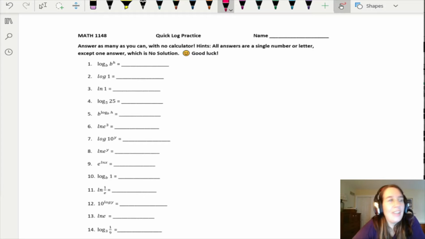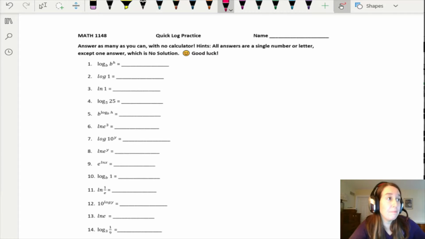Here's the answer key to the quick log practice that I posted. So you should try all these problems first. You probably won't be able to figure out every single one, but hopefully you can figure out a lot of them. And then here I'm going to go through the answers for you.